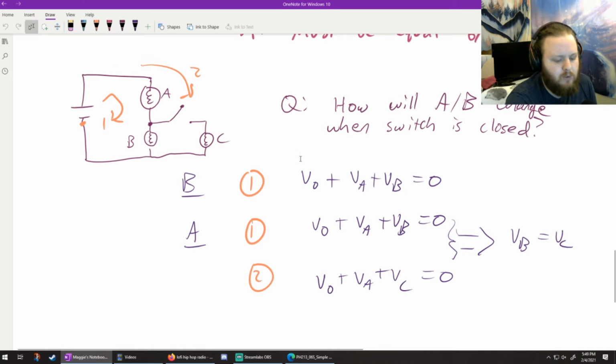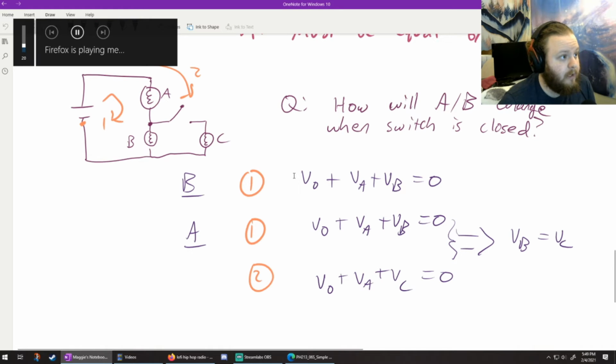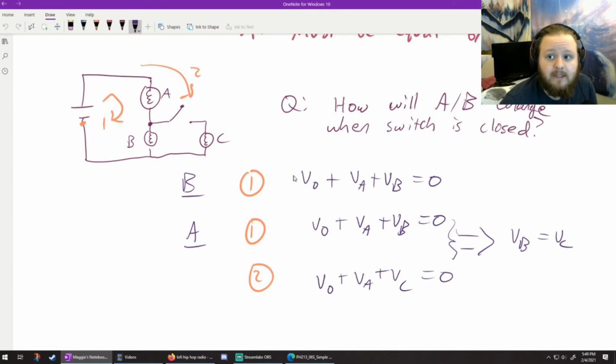Did I just mute the computer somehow? I hit that. There we go. There's a mute button on the tablet that my hand hit. Oops.